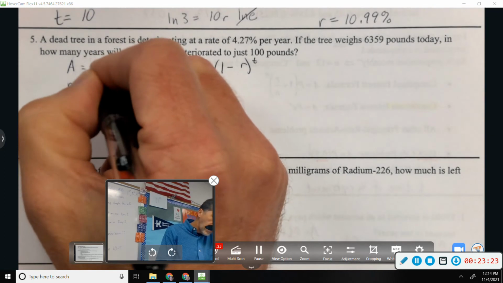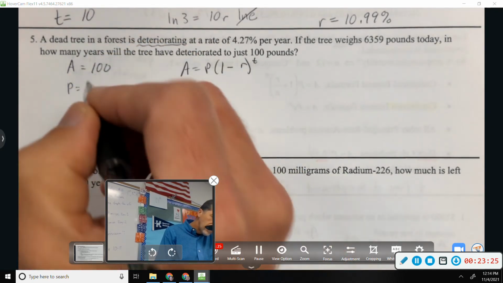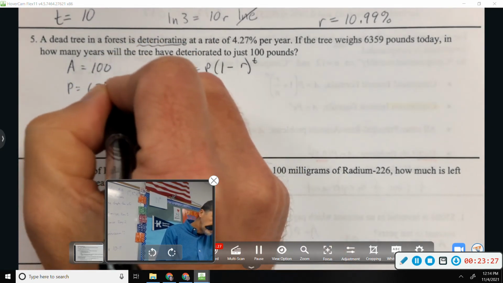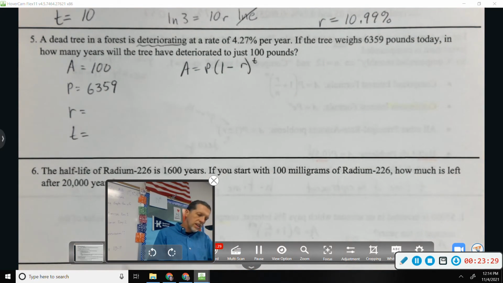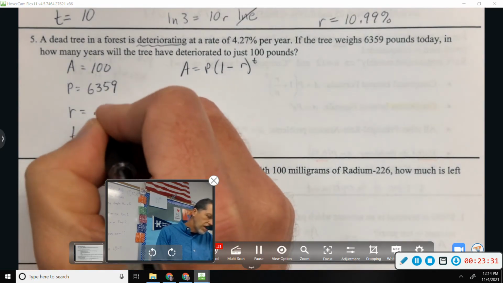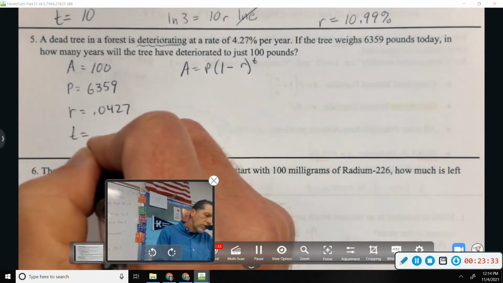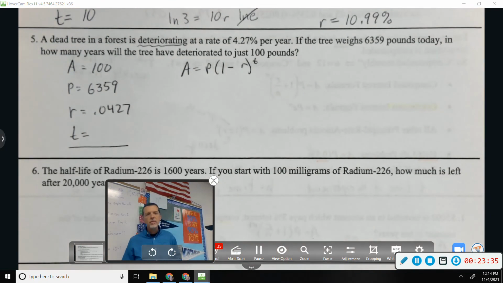Let's see, so the after is 100. The pre is 63.59. The rate is 0.0427, and the t is what we're looking for. I feel like this is going to be a long time, right? To go from 6,000 pounds to 100 pounds at 4% per year.